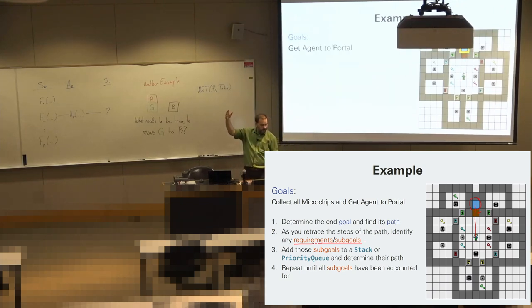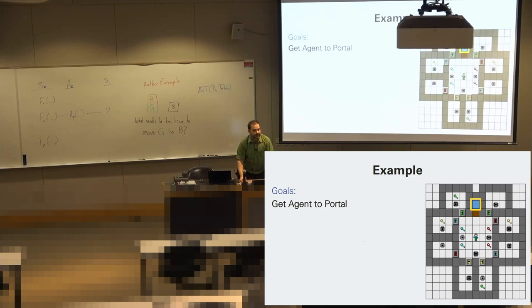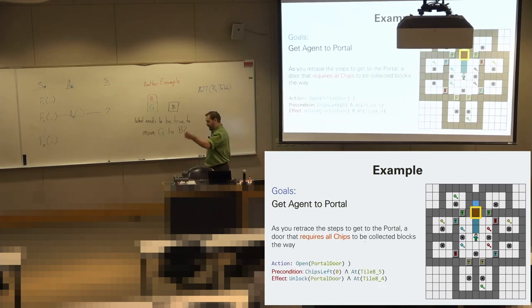And so, okay, fine. Let's start with our initial plan. My agent's job is to get to the portal. So I start to backtrack. But as I do that, I notice that I suddenly have that precondition, that rule. To open the portal door, two preconditions need to be met. Chips left need to be zero, and I need to be at a specific location. Some of this is intuitive, but we have to build it into the machine so that it's intuitive to the machine.